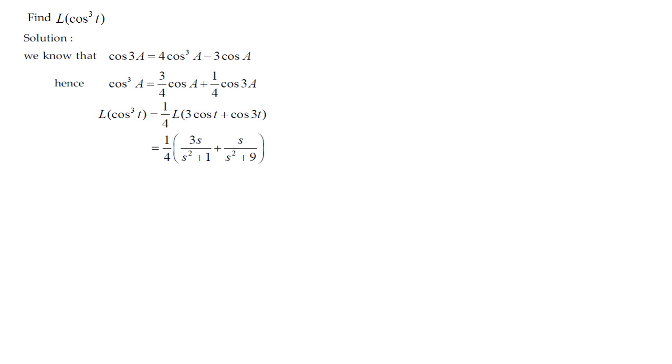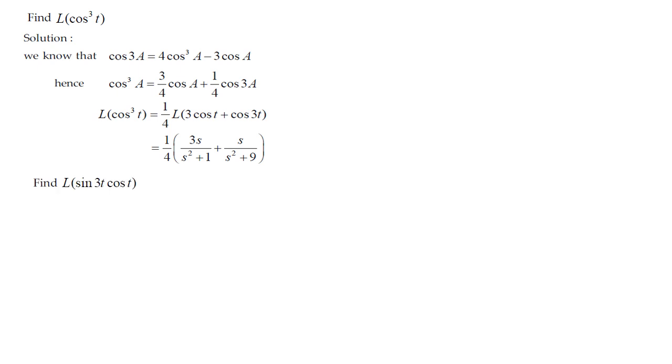Taking Laplace on both sides, we get Laplace of cos cube t is equal to 1 by 4 Laplace of 3 cos t plus cos 3t. Applying the standard functions for cos at, we get the answer as 1 by 4 times 3s by s square plus 1 plus s divided by s square plus 9.